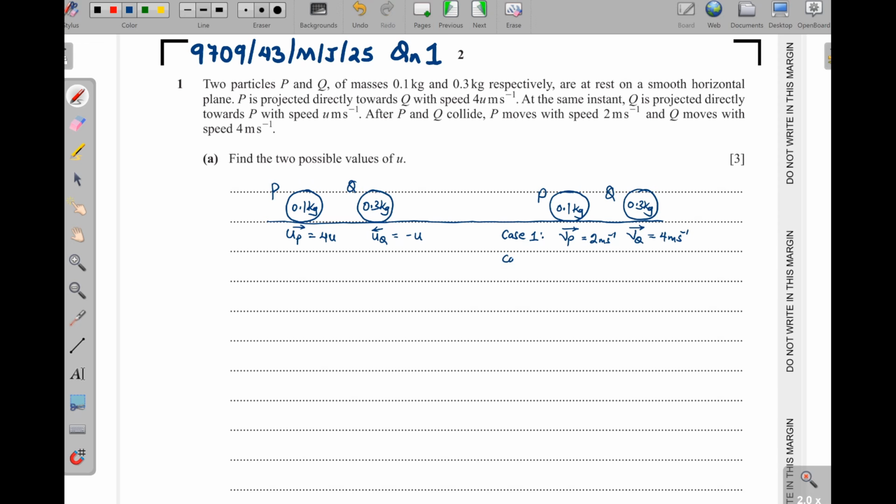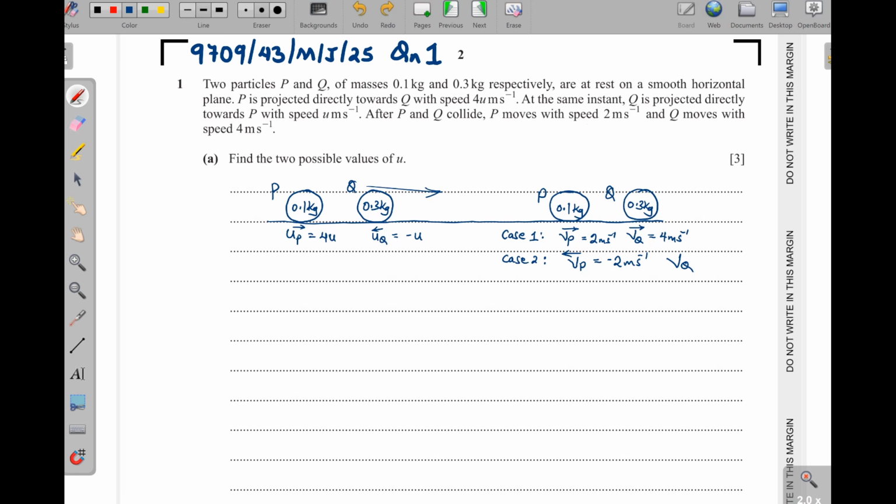Now, case 2. Since P here is lighter than Q, it can knock Q and then rebound. You see that? So in case 2, P can move this way, and that means its velocity is now going to be -2. Then Q can move this way. I'm going to leave it to move this way.